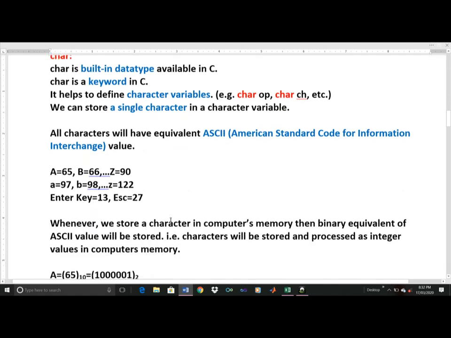Whenever we store a single character in computer's memory, that will be stored as an integer value. That means the integer value itself will not be stored. The binary equivalent of that integer value will be stored. The binary equivalent of that integer value is nothing but the ASCII value. ASCII value will be stored. Characters will be stored and processed as integer values. That means the equivalent ASCII value in computer's memory.